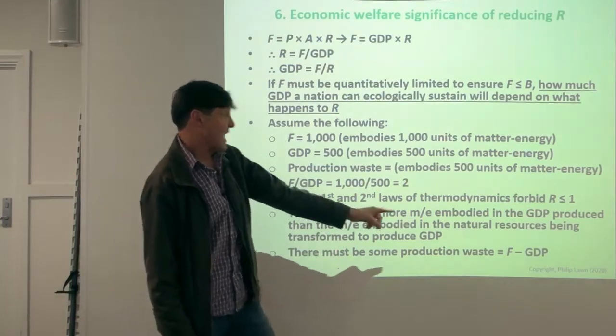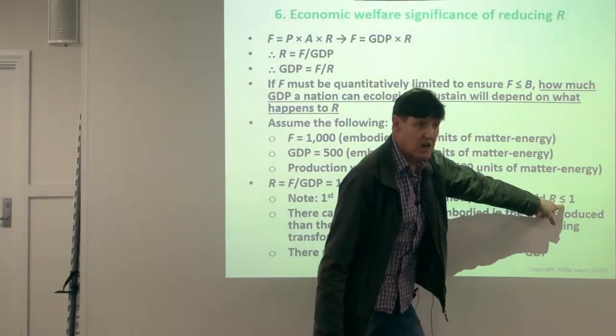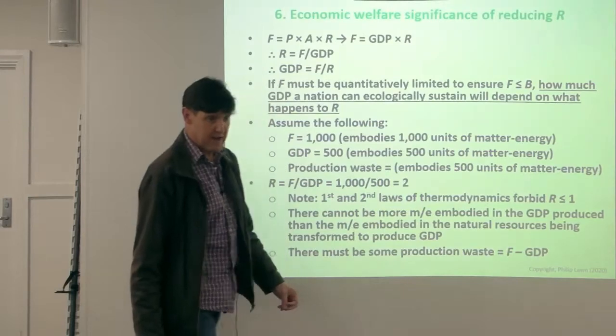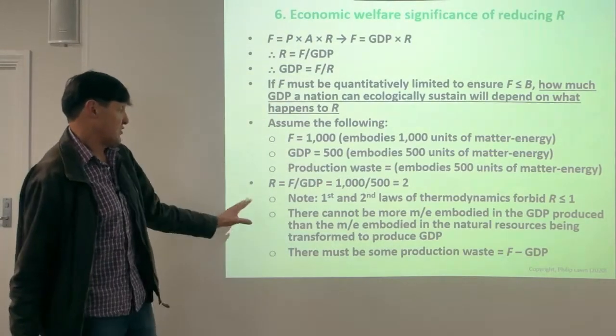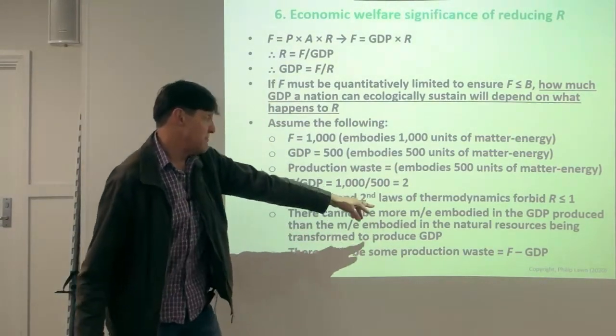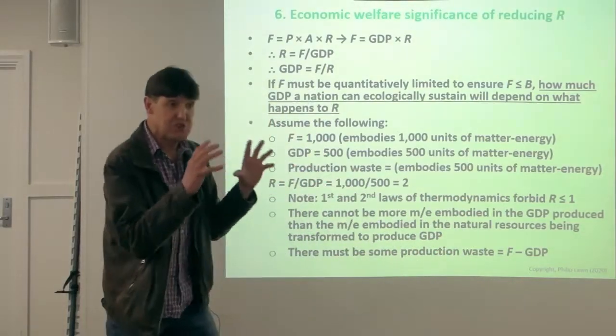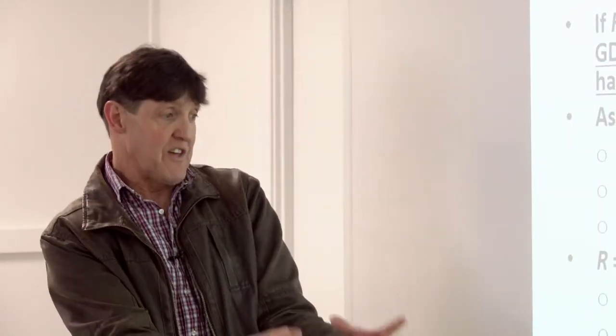I just want to point out, I won't go into the first and second laws of thermodynamics, but they forbid R being less than or equal to 1. It's got to be greater than 1. Why? There cannot be more matter and energy embodied in the GDP produced, the goods that you produce, than the matter and energy embodied in the natural resources that you're transforming into GDP. If you had more in the GDP than in the resources, you'd be creating matter and energy, which would violate the first law.